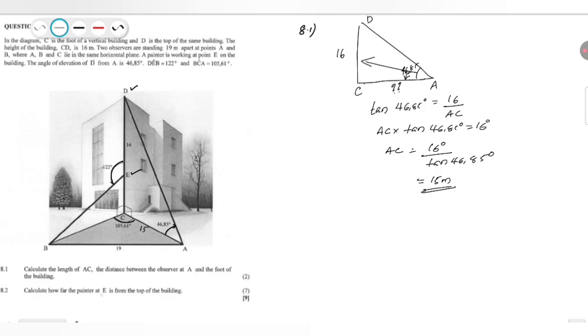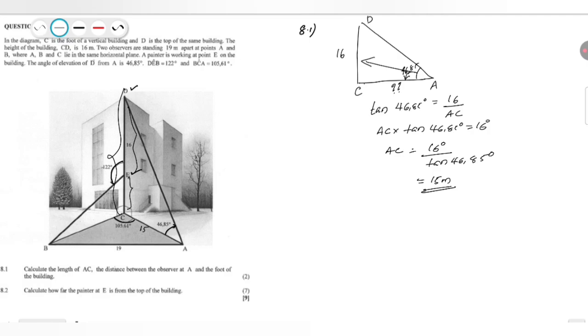How far is the painter at E from the top of the building? That is, you have to find ED, from E to D. So how do we find that? The idea is CD is given, from C to D is 16. If you can find EC and subtract, you can find the answer. So now your duty is to find EC.